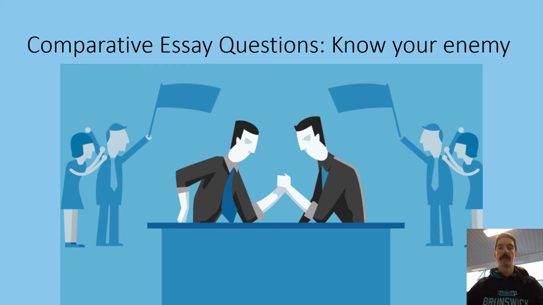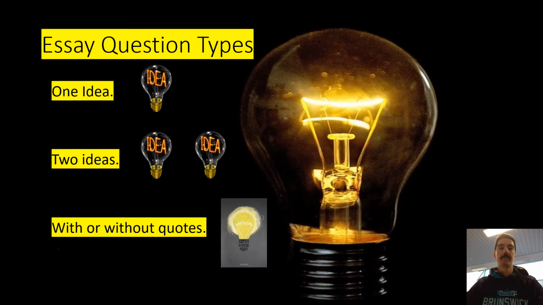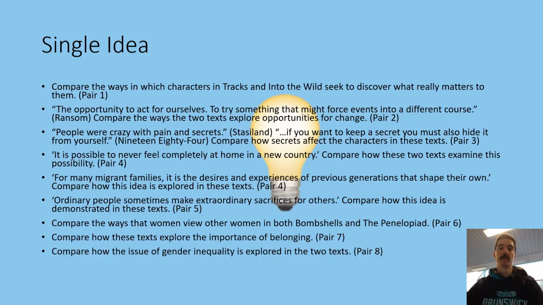Okay, so this is comparative essay questions: know your enemy. Just roughly, for a comparative essay, there are basically 4 different essay types: 1 idea, 2 ideas, and that can be with or without quotes as we go on. The simplest and easiest approach is the single idea question. We'll look at one as an example and show how we would approach it on a SAC or an exam.